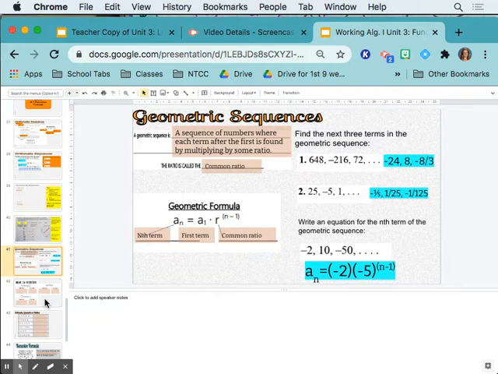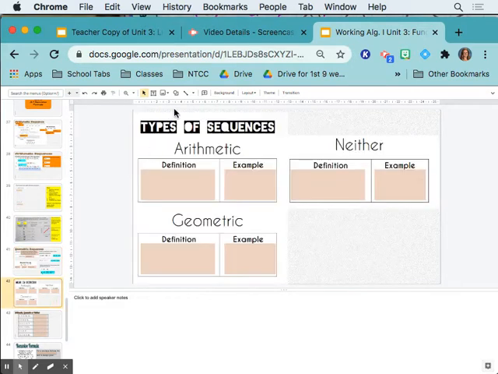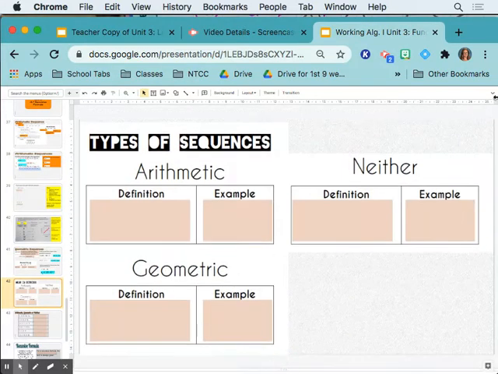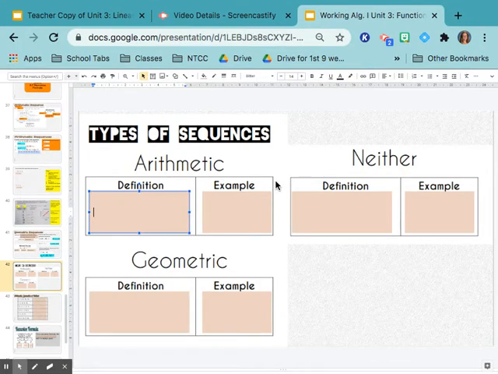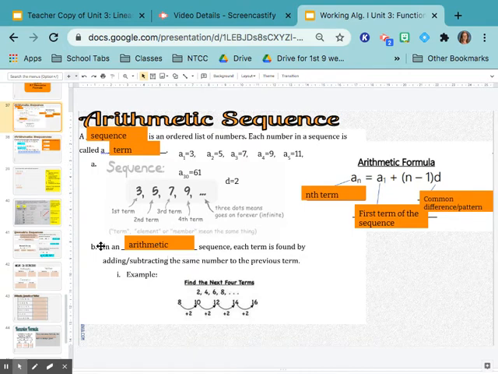Okay, everybody finish that? Okay, so let's go to types of sequences. Definition. How do we know if it's arithmetic? What's the key thing? What's happening between one number of the sequence to the next to the next? Let's look back over here. In an arithmetic sequence, each term is found by adding and subtracting the same number to the previous term.